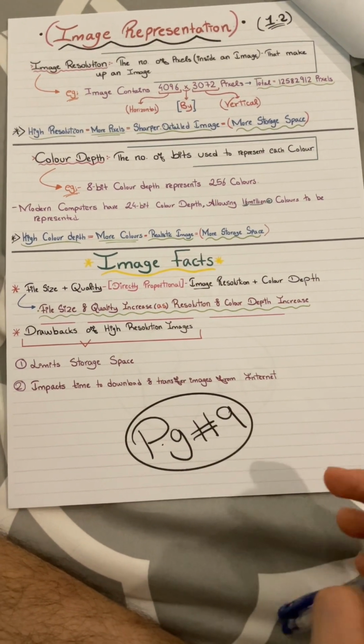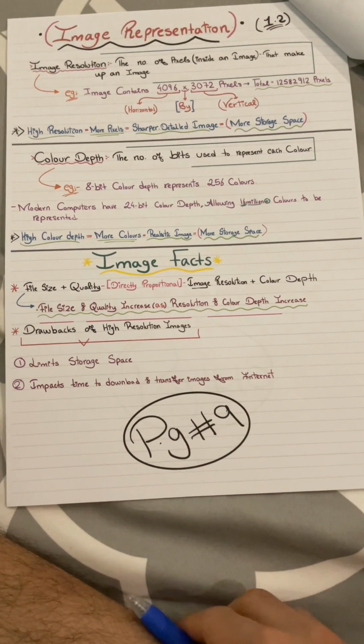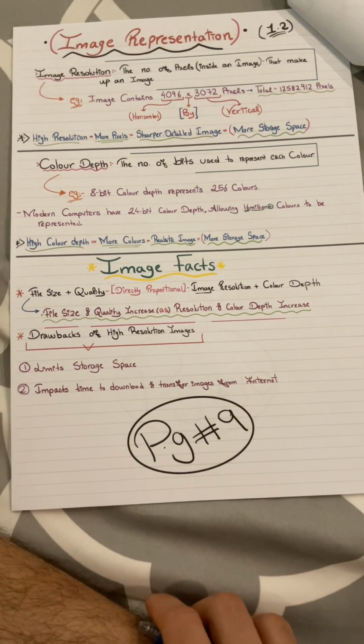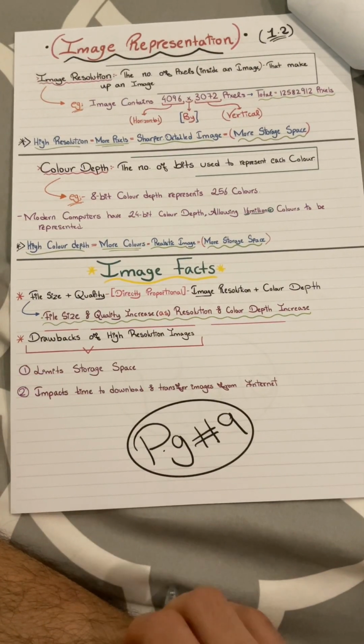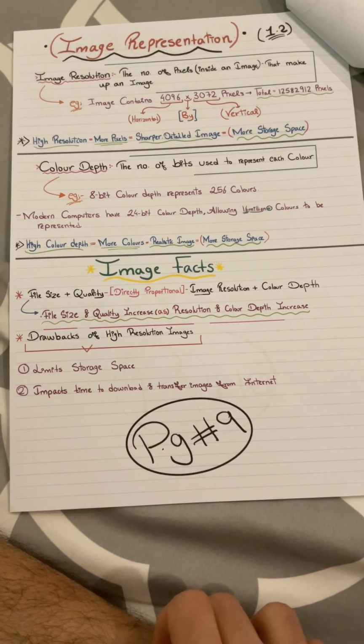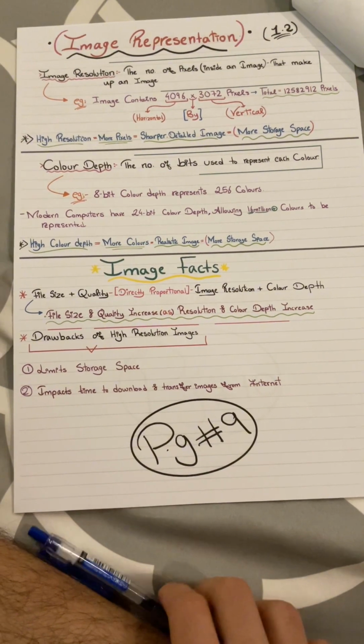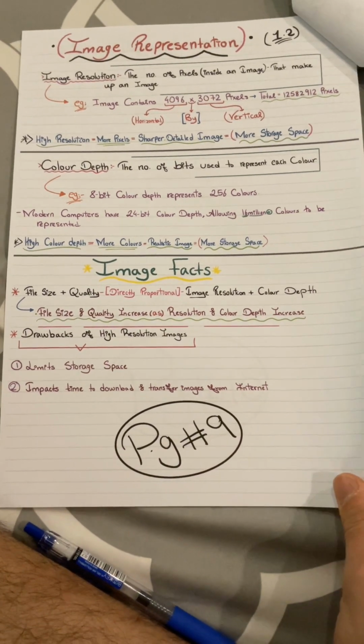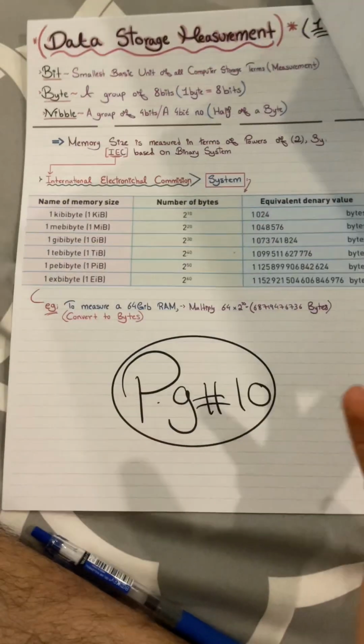Now, here are some image facts. The size and quality are directly proportional to the image resolution and color depth. If you increase the resolution and the color depth, you are increasing the quality of the image. Drawbacks of high resolution are that it can limit storage space and will impact downloading speed and transfer over the internet.